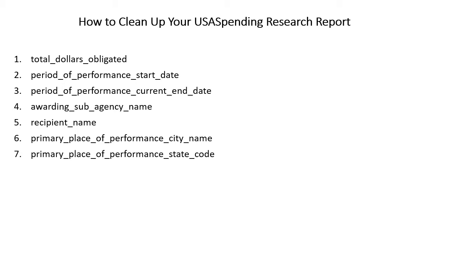Number 7, primary place of performance state code. Same thing, it's just the state. So they give you the city and state. You may not need both. You can do one or the other.